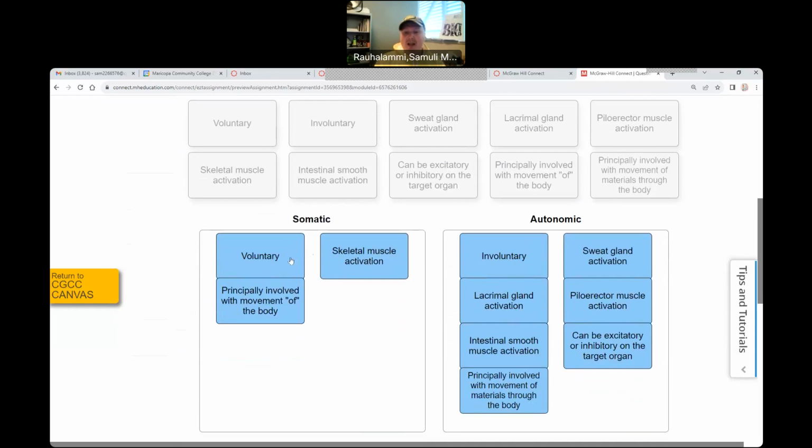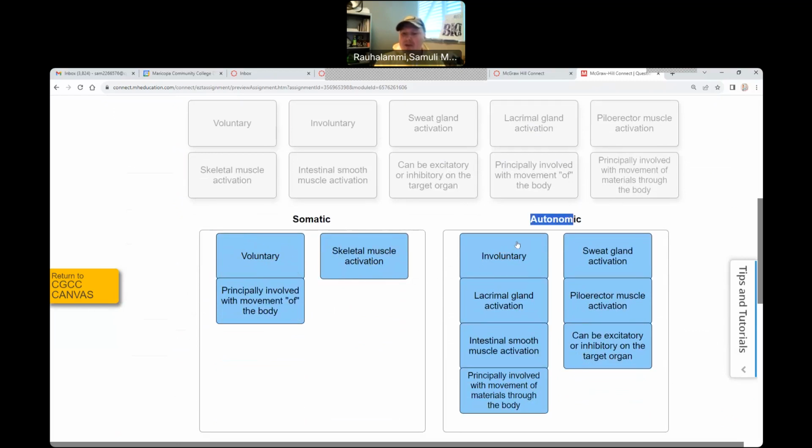We see that the somatic nervous system is typically voluntary, under voluntary control, to do with skeletal muscle activation. And if you really think of what the somatic nervous system is all about, it's largely to do with the movement of the body. If we look at the autonomic nervous system instead, we saw that that was very much involuntary.